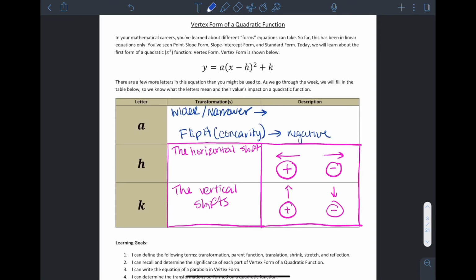But for wider and narrower, we're not so much worried about the sign of a. We're talking about whether it's bigger or smaller than 1, whether I'm multiplying by a big number or a small number. Remember, multiplying by a big number is going to make it taller, so it's going to get narrower, right? So if a is greater than 1, it gets narrower. If a is less than 1, it gets wider, which is kind of counterintuitive to what you would think.